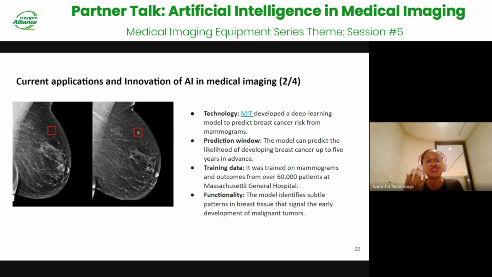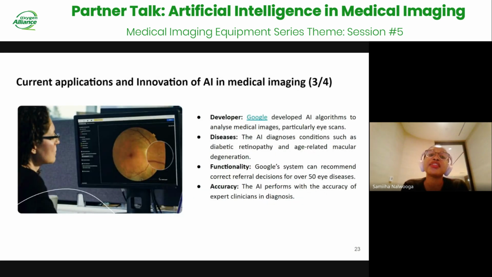Then the training data: it was trained on mammograms and outcomes from over 60K patients at Massachusetts General Hospital. Look at the functionality. What the model does is it identifies the distinct patterns in breast tissue that signal the early development of malignant tumors. So we have another application.